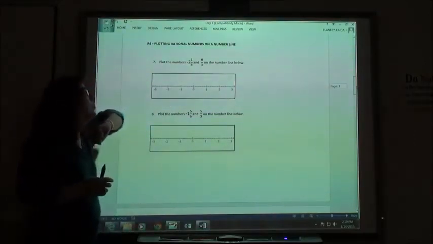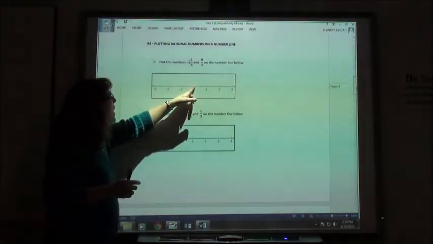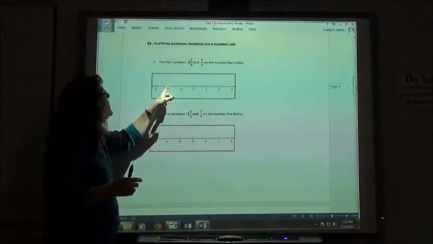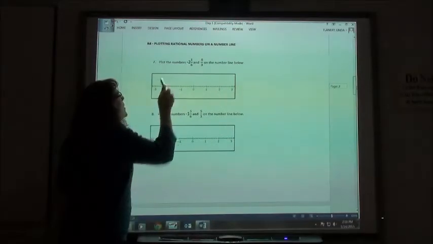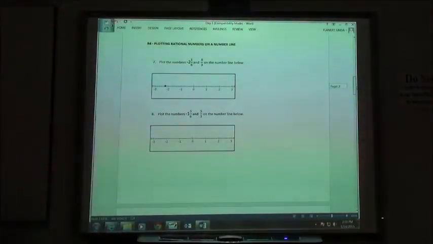Here it is. It's -2 and 1/6. So on my number line, I would go to -2 and then one more 6th place to the left. And so I'm going to be right here, one past the -2.